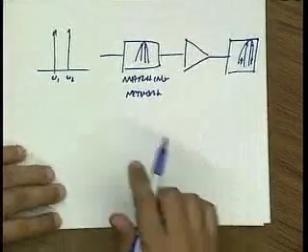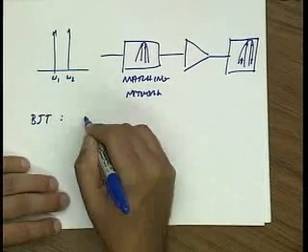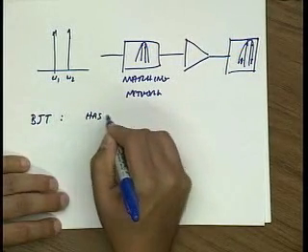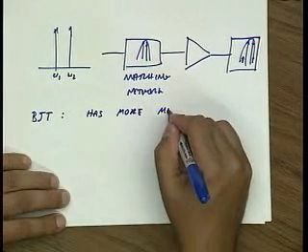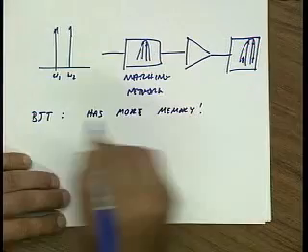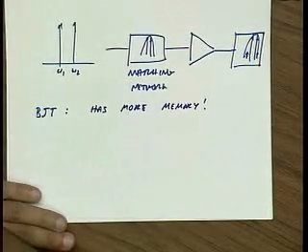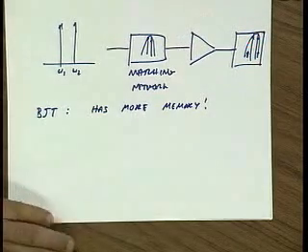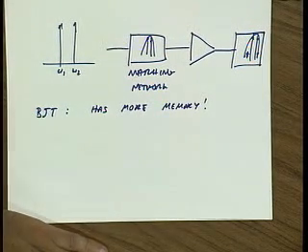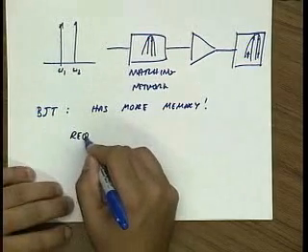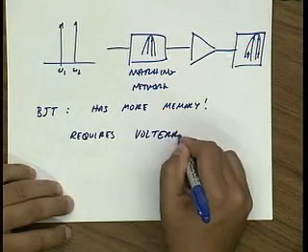Now how about a BJT? Turns out that a BJT is smarter in more ways than one. It has more memory. Okay? And in this class, we won't really worry about it. It gets pretty nasty to actually handle all that distortion. Distortion with memory requires what's called Volterra series analysis.